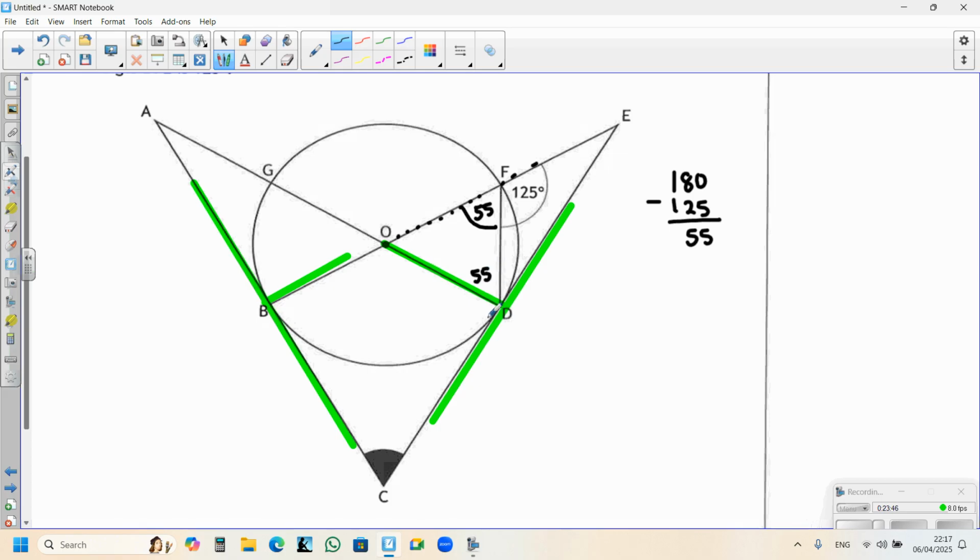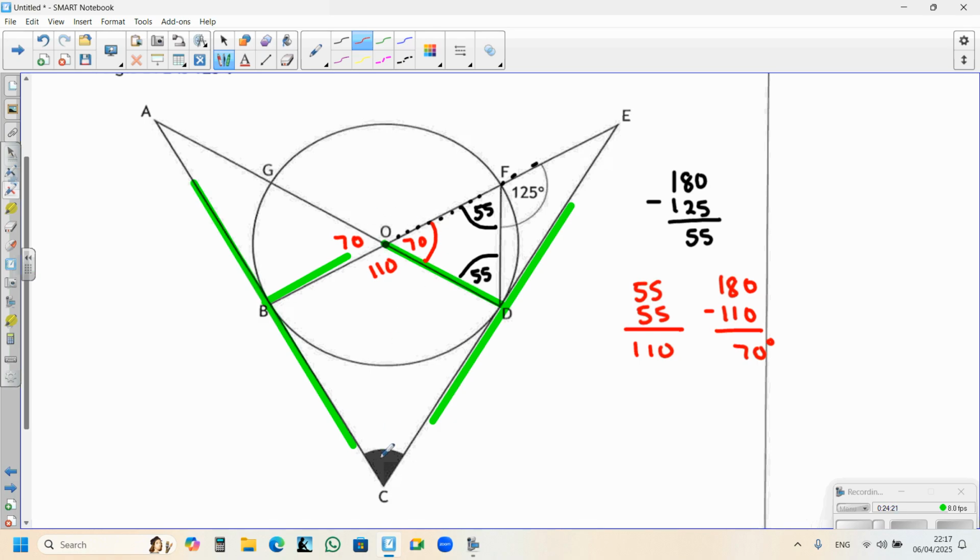Now, what does that mean? What can I use those two for? I can use them to work out this angle here. So I can do 55 plus 55, and that is going to be 110. And if I take that 110 away from 180, that is going to leave me with 70 degrees. So in there is 70 degrees. Now that means that that's 70 as well. There's a whole big straight line. That means that that bit's 110, and that bit up there is 110.